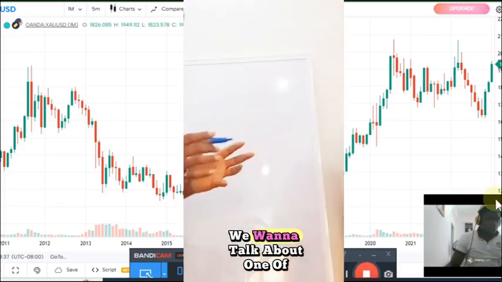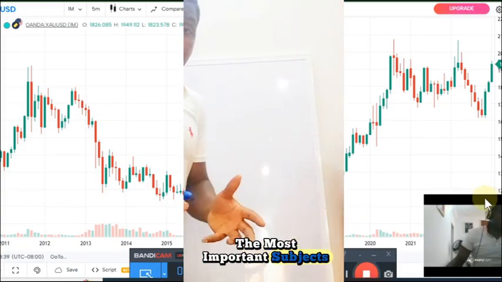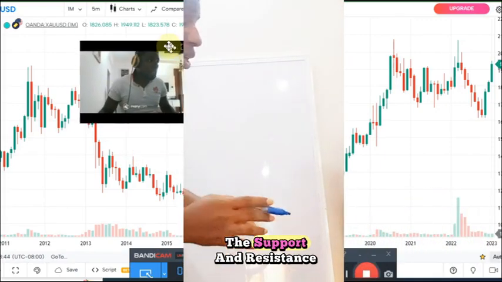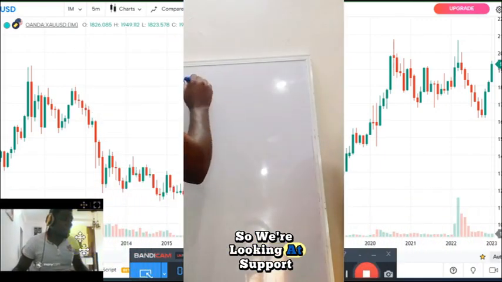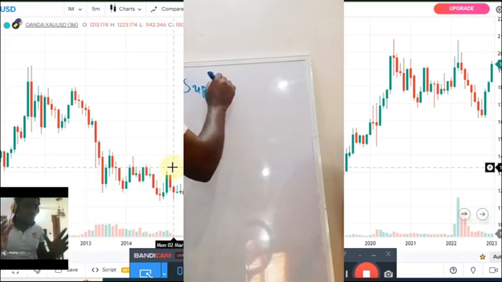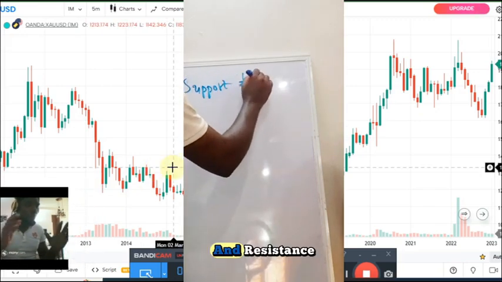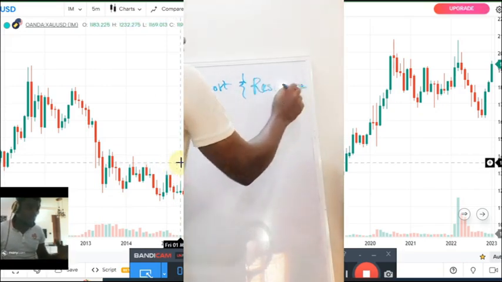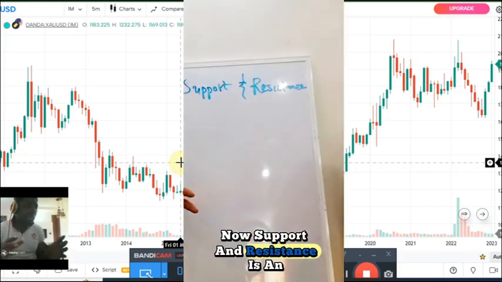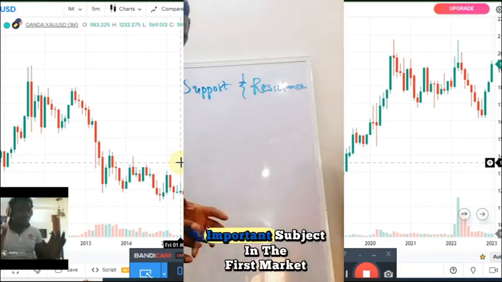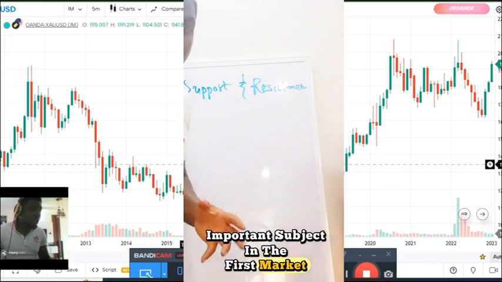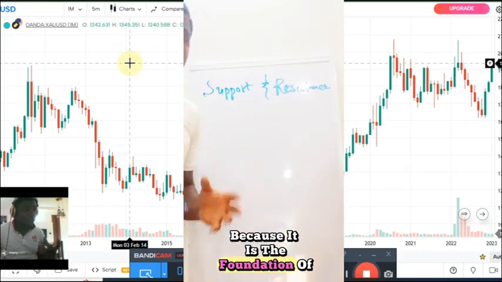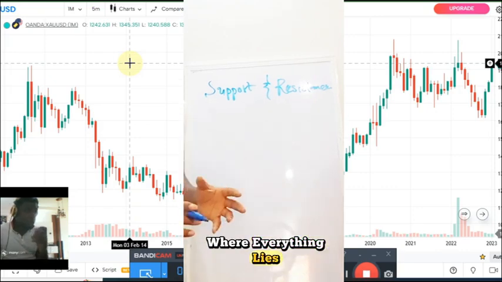So today we want to talk about one of the most important subjects in the forex market. We are going to start with support and resistance. Support and resistance is an important subject in the forex market because it is the foundation of where everything lies.